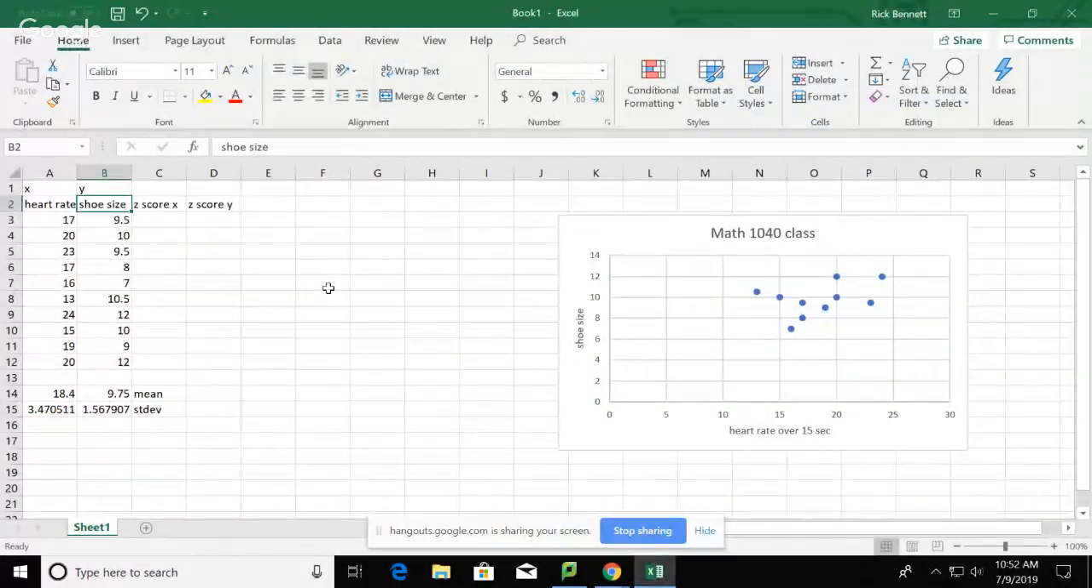All right, so we found our mean, we found our standard deviation. Cade, what is the next step? Yeah, the z-scores. We need to find our z-scores. Can you help me do that?